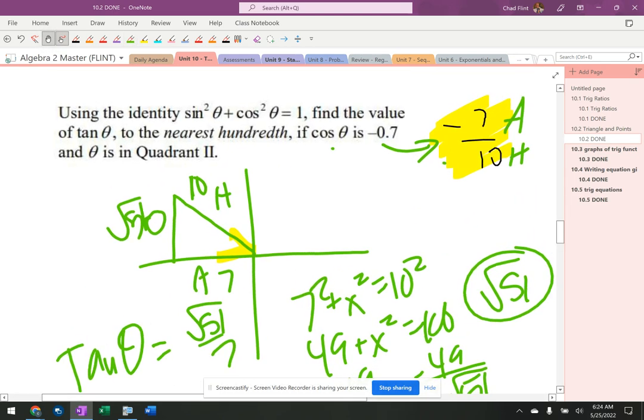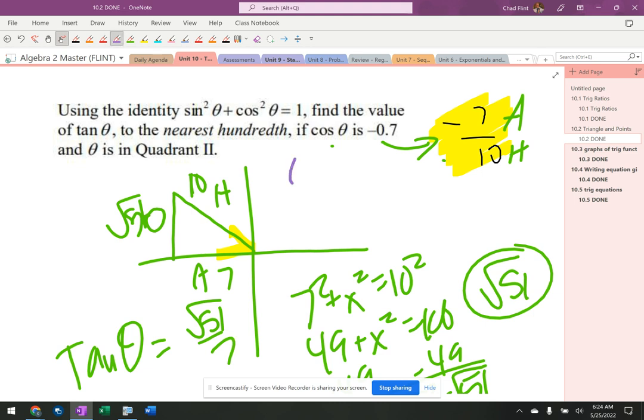I've got to think about positive, negative. So my easiest way to do this is ASTC. That's what's positive: all, sine, tangent, cosine. All right, sine is positive, which means tangent's negative.